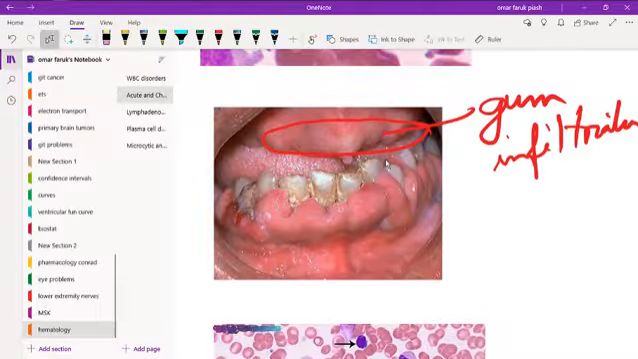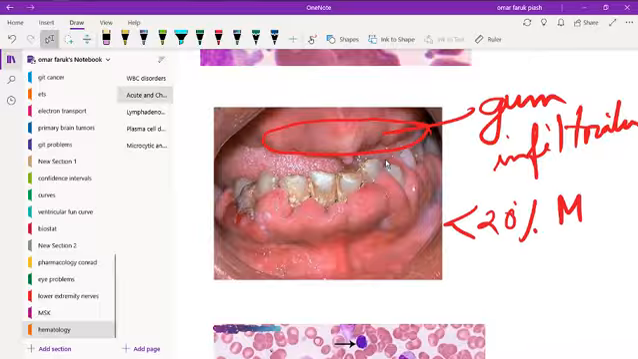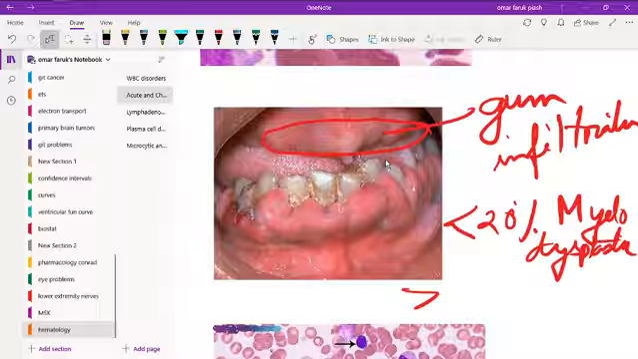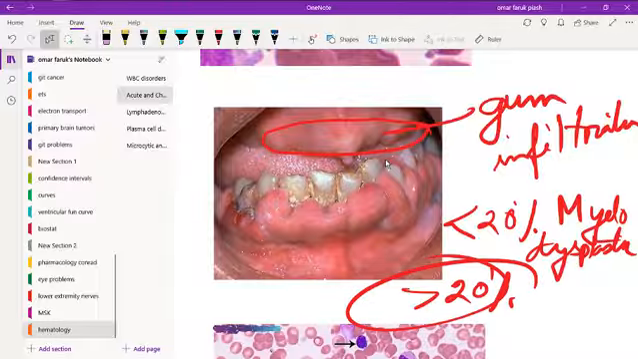In myelodysplastic syndrome, there are blast cells less than 20%. On the other hand, in acute myeloblastic leukemia, there are blast cells more than 20%. This is high yield.